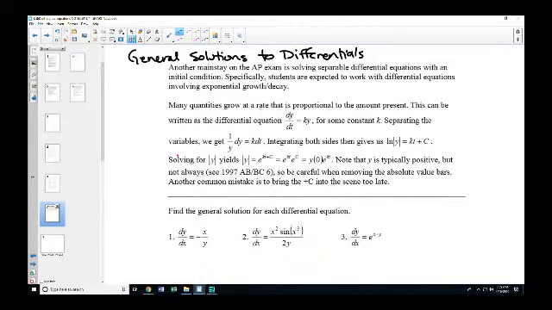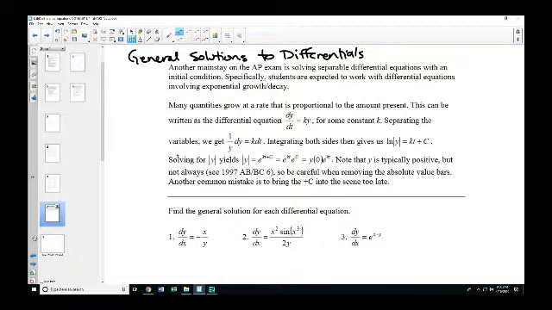Welcome to your second to last day of instruction in calculus. We have today and tomorrow. So today we're going to take a look at general solutions to differentials, and tomorrow we will look at specific solutions to differentials. Basically, today we have a plus c, the constant. Tomorrow we eliminate that.